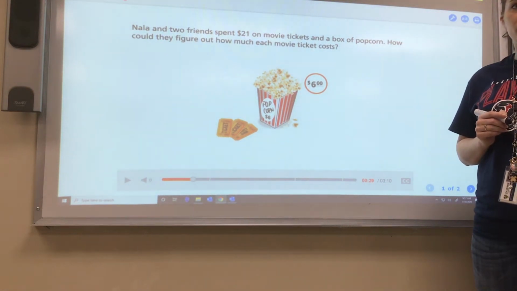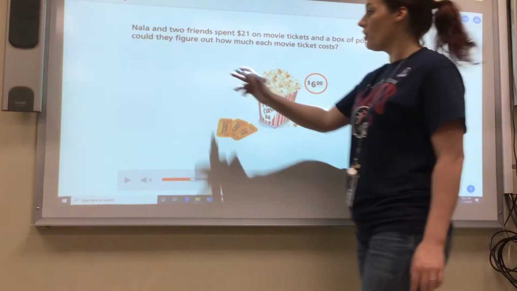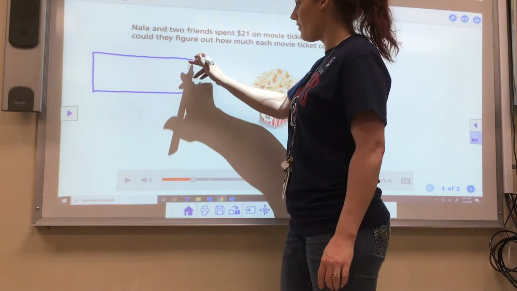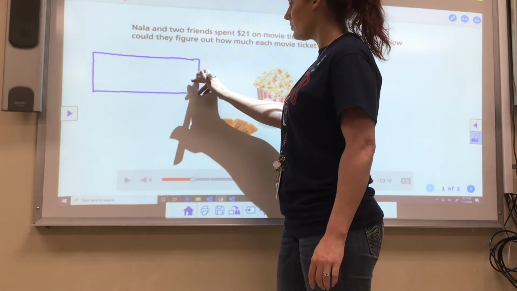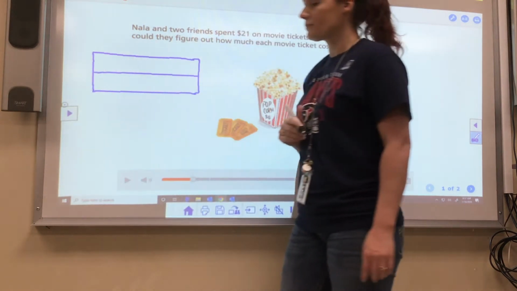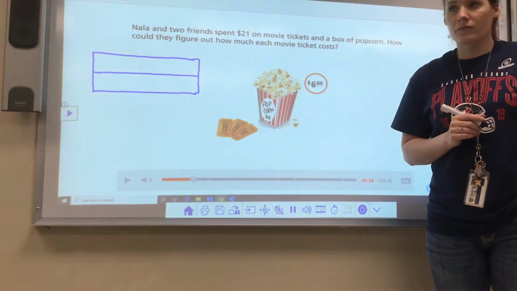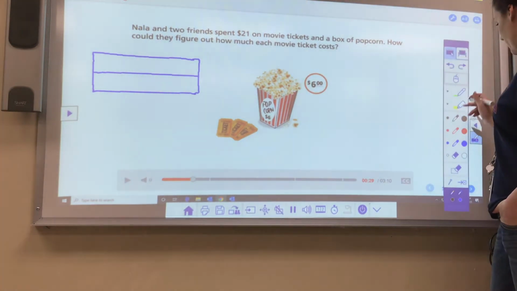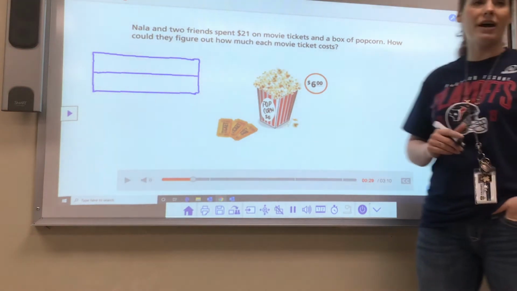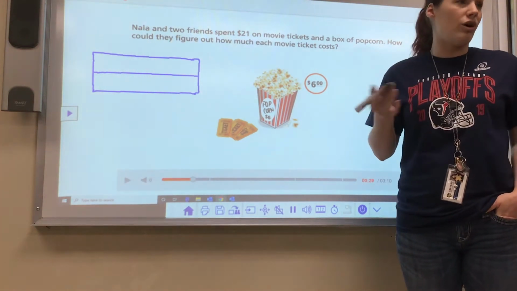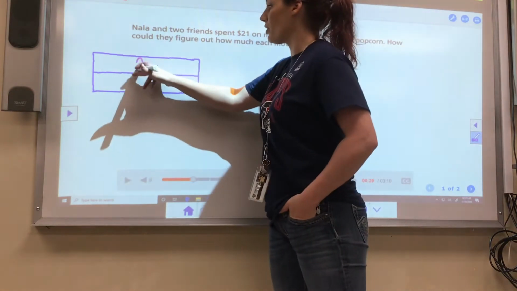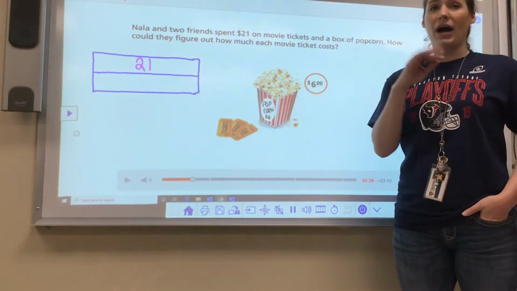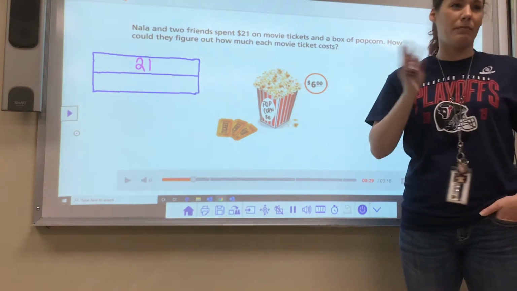Do you need more time to write? No? For this one, I'm going to organize it in a bar graph. The top bar graph is typically the total that they spent, which is why a bar graph in this case works really well, because we know how much money they spent. They spend $21. So I'm going to put 21 in the top bar. Then the bottom bar splits apart what they bought.